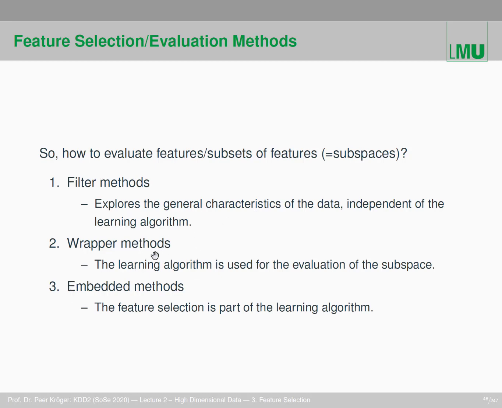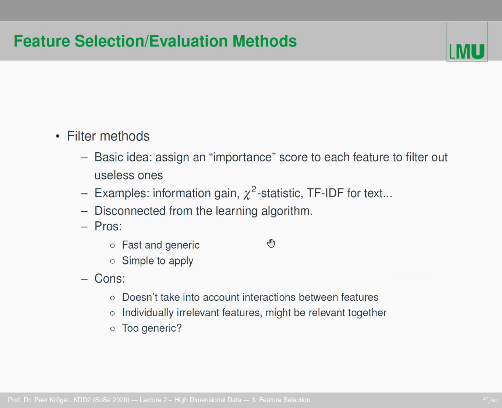Those methods are obviously dependent on the learning algorithm. And the third one also depends on the learning algorithm and only works with those that allow it. They are called embedded methods, because you embed the feature selection into the learning algorithm. A very good example is, again, decision trees. Decision trees have feature selection as part of the learning algorithm, because at each split you select the best feature for splitting and then you do the split. So those are called embedded methods.